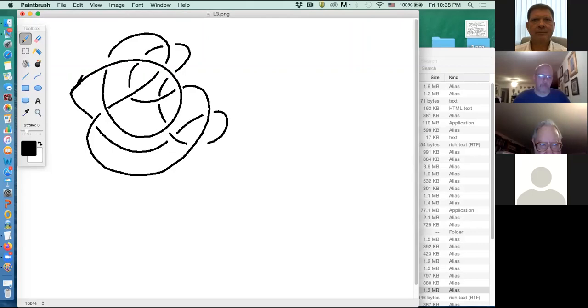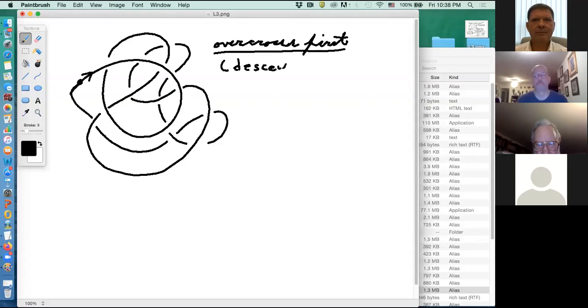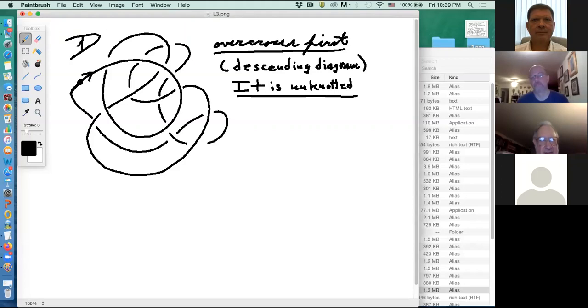So I started here and I overcross first. Sometimes that's called a descending diagram. It is unknotted. By now you've looked at the diagram I drew. And of course you've seen that it's unknotted, I'm sure. But you weren't doing it by Reidemeister moves, if my guessing is correct. I doubt you were doing it by Reidemeister moves, but maybe you were. But you undoubtedly saw that it's just kind of curling on down.